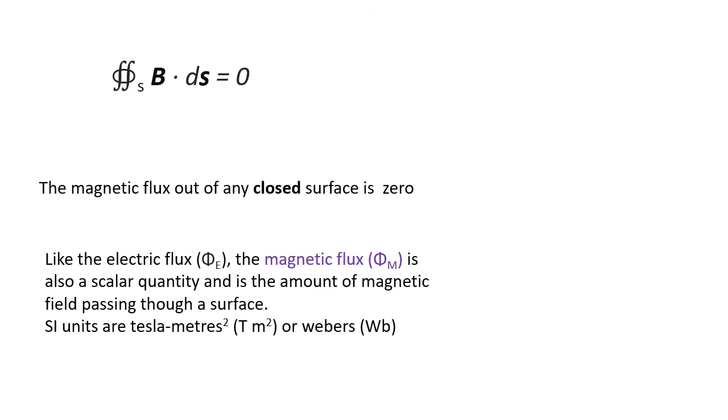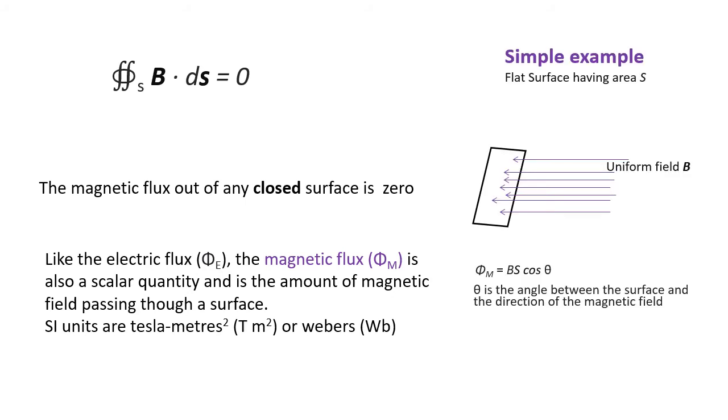This tells us that magnetic flux out of any closed surface is zero. Magnetic flux is a scalar quantity and is the amount of magnetic field passing through a surface. The SI units are Tesla meter squared, or Webers.